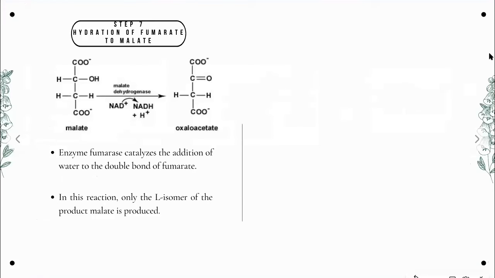Next, a hydration process takes place in step 7. The reversible hydration of fumarate to L-malate is catalyzed by fumarase. Fumarase continues the rearrangement process by adding the hydrogen and oxygen back to the substrate that had been previously removed.